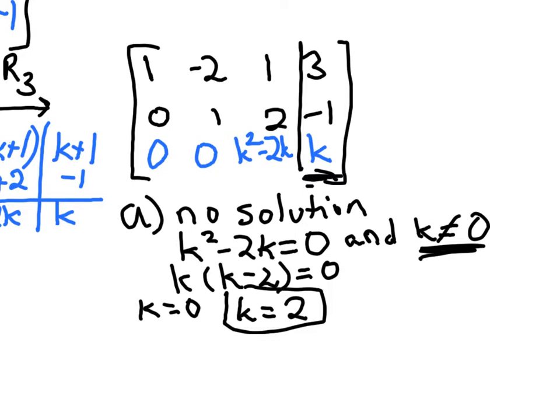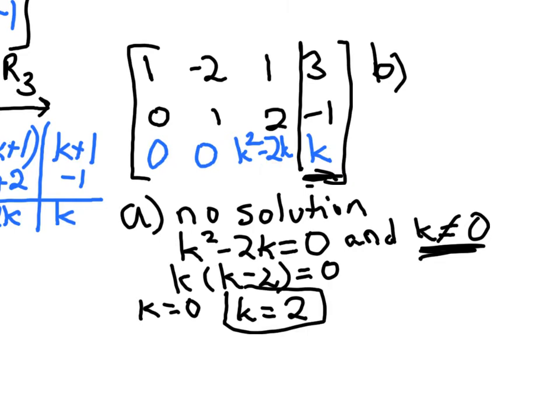Now, so that's A. In B, we're asked to find the values of k for which this system has infinitely many solutions. There are infinitely many solutions when there is a column that does not contain a pivot. So one of these variable columns does not contain a pivot. We already have a pivot in column 1 and column 2, so we would need column 3 to not have a pivot, which would mean that x3 is a free variable, which will generate infinitely many solutions.